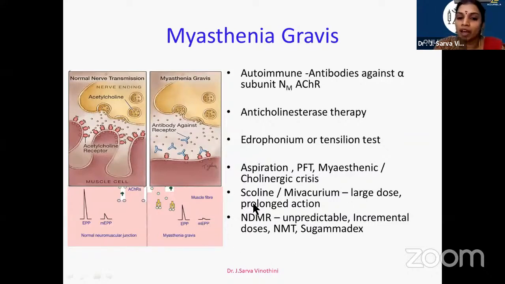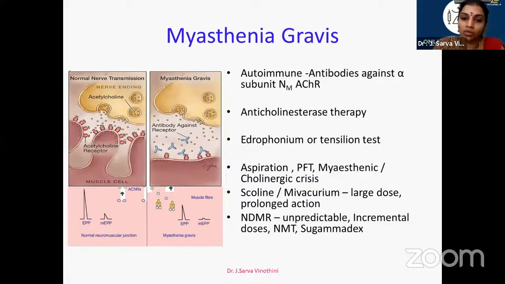So the problems that we have is they are more prone to aspiration because of bulbar muscle weakness. And we have to evaluate the pulmonary function test also because they have intercostal muscle weakness also. And in some cases, they also have abdominal muscle weakness, and they will not be able to generate a good cough. So these two are our major considerations, and we have to evaluate all these things using pulmonary function tests preoperatively. And they can at any point of time go into a myasthenic or a cholinergic crisis.